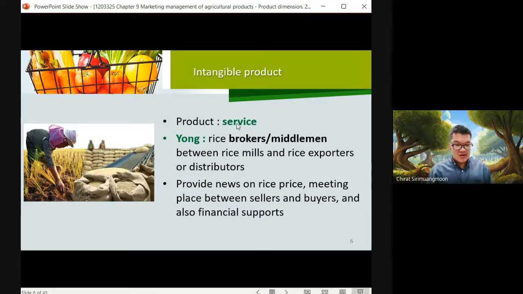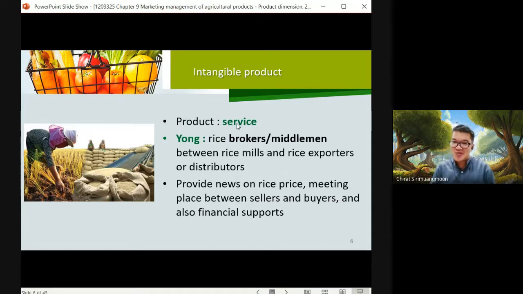Then, to be clear, I think some of you still get confused. Ajahn, what is actually the service in agricultural products? Let me tell you this way. In Thai, we have the term Yong. It's actually the person who takes care of the rice. So they are rice brokers or middlemen of the rice specifically.